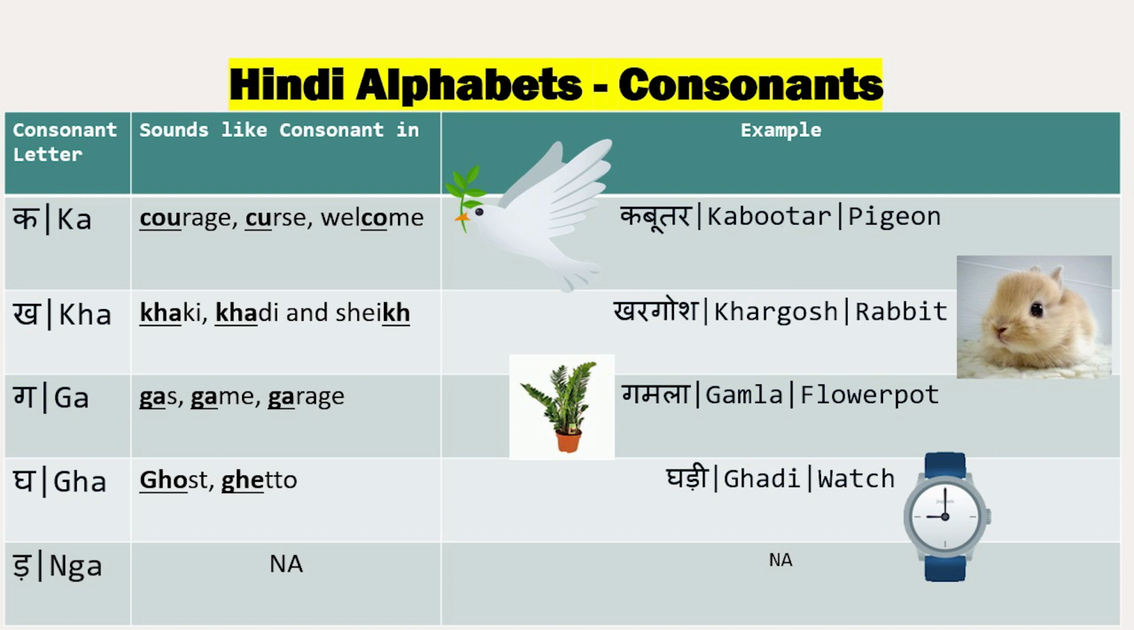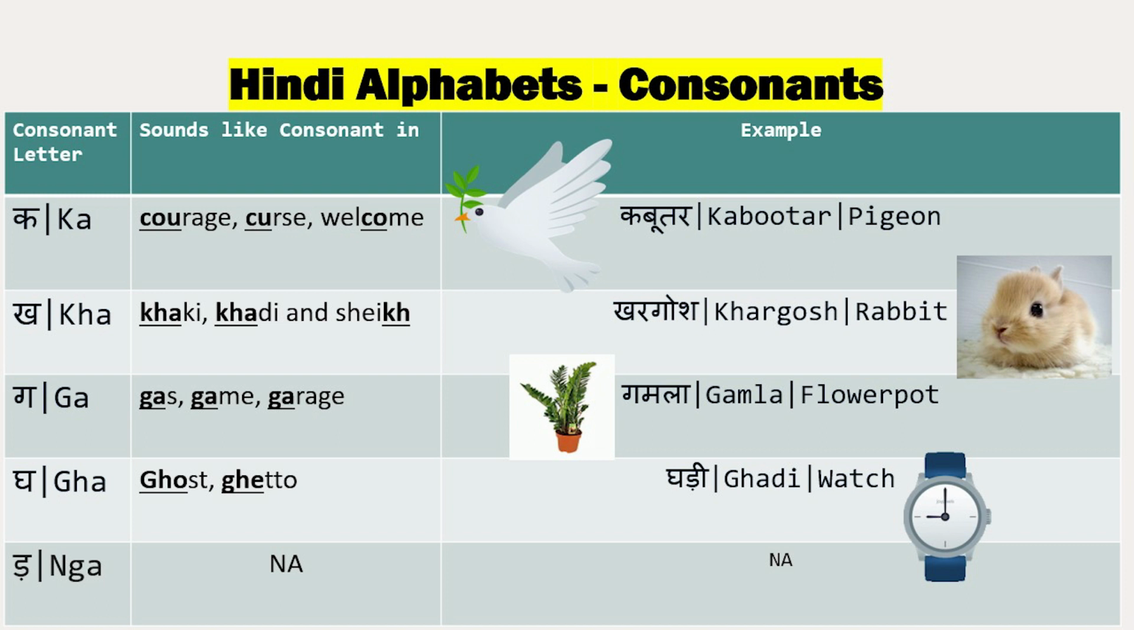The letter k is like how you pronounce courage, curse, and welcome. The Hindi word kabutar, which means pigeon, starts with the letter k. Next letter kh is like how you pronounce khaki, khadi, and sheikh. The Hindi word khargosh, which means rabbit, starts with the letter kh.